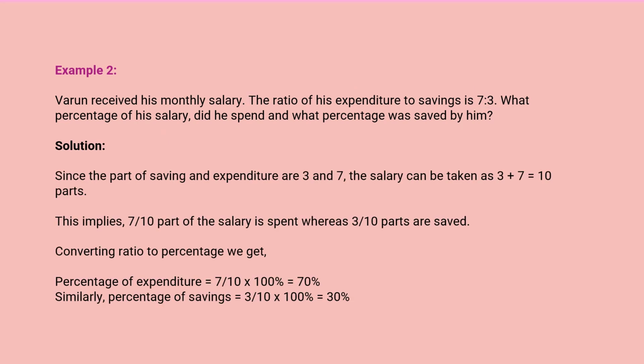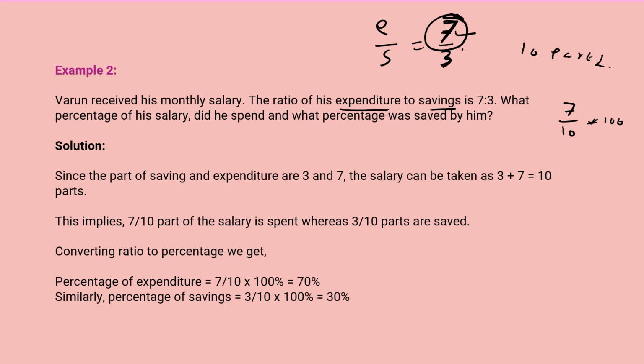Here you see we have been given the ratio of expenditure to saving. So I am writing expenditure as E and saving as S. So E upon S is equal to 7 upon 3. So this is basically 7 parts he is spending and 3 parts he is saving. So in total how many parts is he getting? 10 parts. Out of the 10 parts, he is spending 7 parts. So what is the percentage he is spending? 7 upon 10 into 100. This is how we are calculating, right?